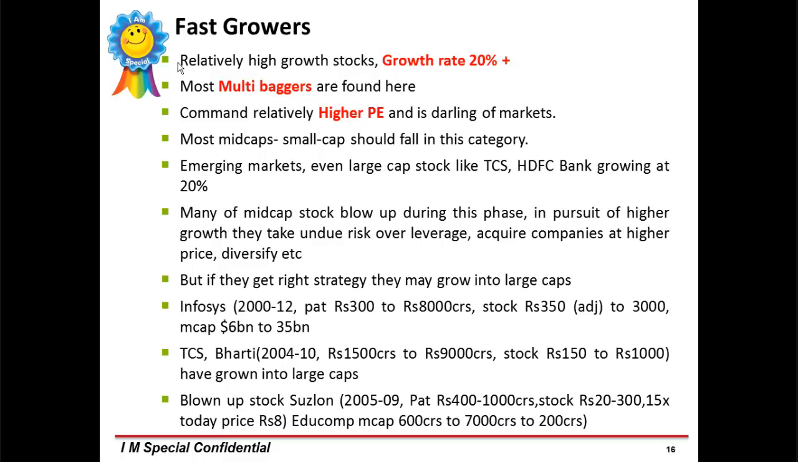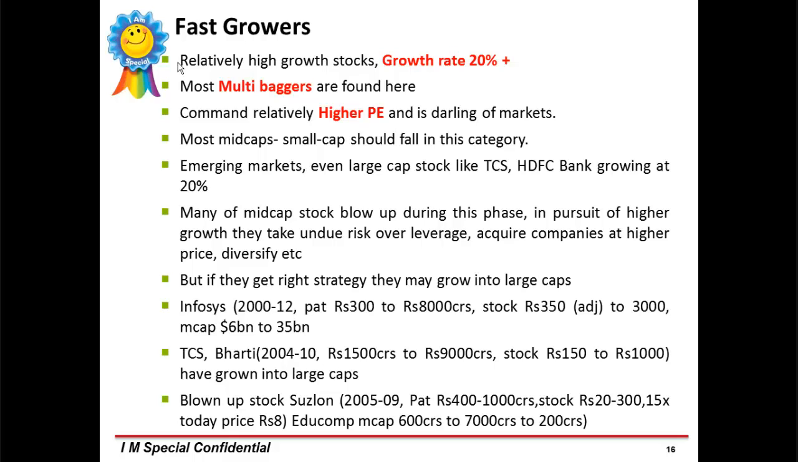What are fast growers? Fast growers are stocks which can grow consistently at 20% plus. Most multi-baggers are found here. These companies command a relatively high P/E and are darlings of the market. Most mid-caps and small caps should fall in this category. In emerging markets like India, Indonesia, or any Latin American country, even large-cap stocks are high-growing stocks. In India, for example, TCS, HDFC Bank, HDFC Limited, etc. are still growing at 20% plus growth. So these are fast growers.